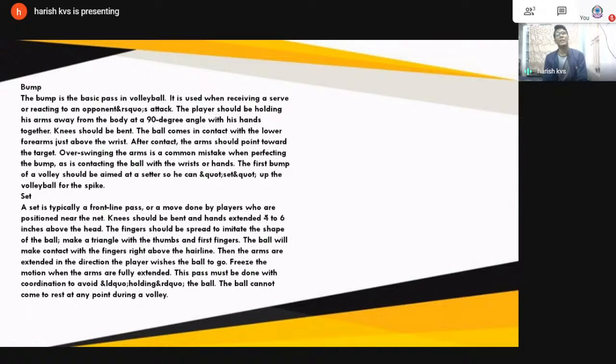So setting is done with your hands directed towards the upward direction, and the ball is tapped with your finger pads and laid off in the air towards your same team player so that he can pass the ball in a better position. The very word itself means that a set is nothing but you're setting the ball for your teammates.